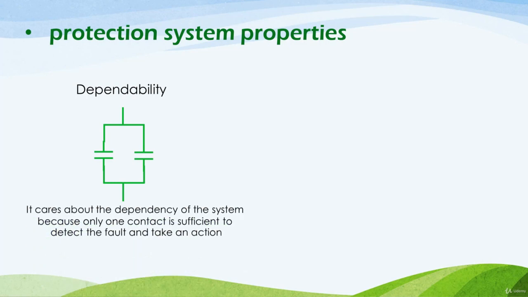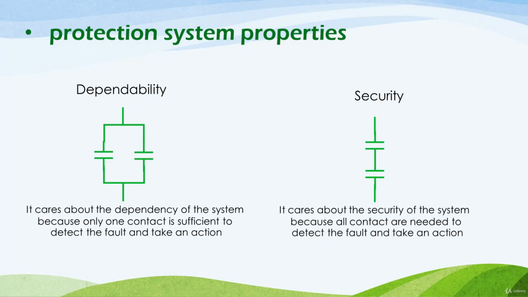So we say that the dependability is similar to those two contacts in parallel, where we care about the working operation of the system to trip the circuit, as if only one contact is closed, it's sufficient to trip the circuit. So we must trip the circuit at any probable fault, although it may not be a true fault. But on the other hand, the security is represented by those two series contacts because those two contacts must be closed at the same time to trip the circuit. So here we care about the protection system security, where we must be sure that there is a true fault to trip the circuit.